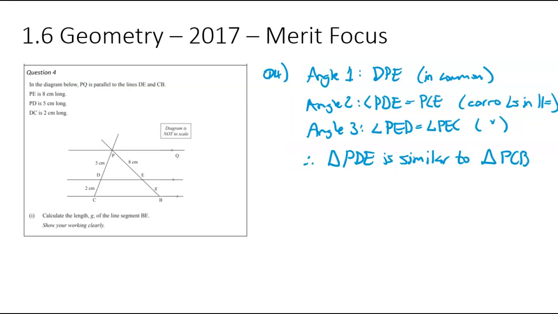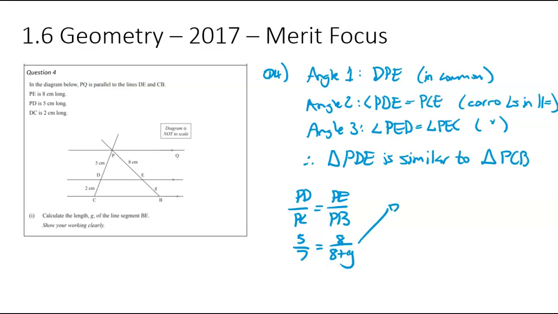Now that we've proved similar triangles, we can get into the ratios. And I know that PD is the corresponding side or the equivalent to PC. So I'm going to go PD over PC, and I know that's going to be equal to PE over PB. There we go. Now let's substitute. So PD is 5, PC is 5 plus 2, which is going to be 7, and that's going to be equal to PE, which is 8, divided by 8 plus G. So I don't know what this is. Make sure you don't put in just G here, because PB is the 8 and the G combined.